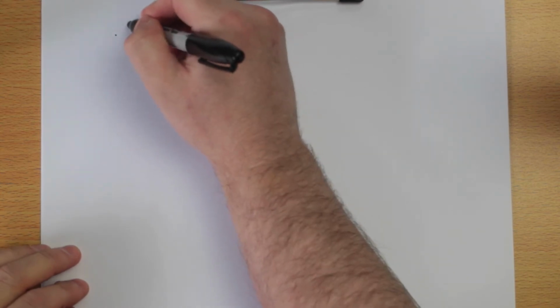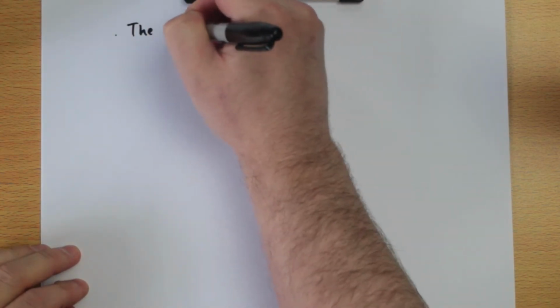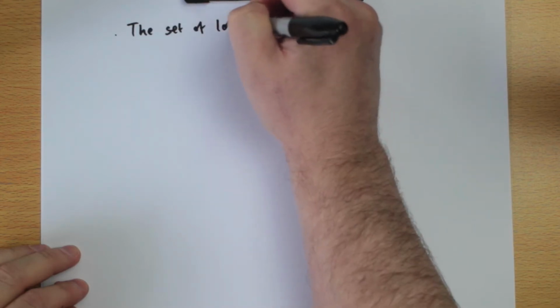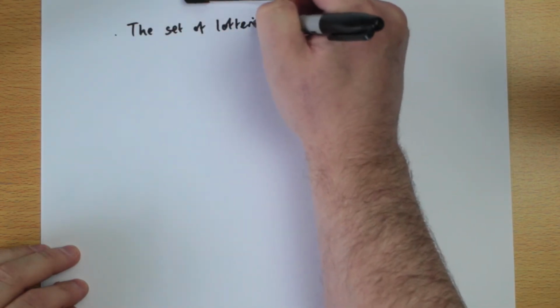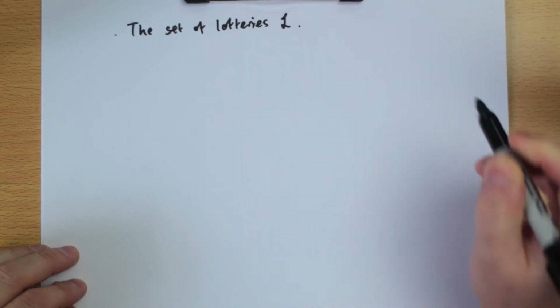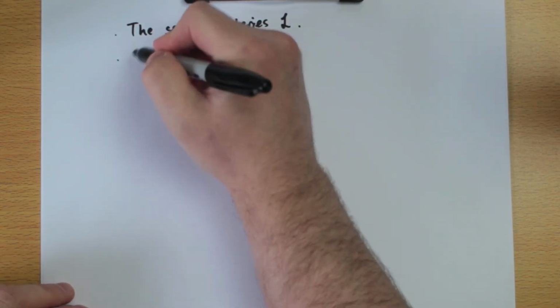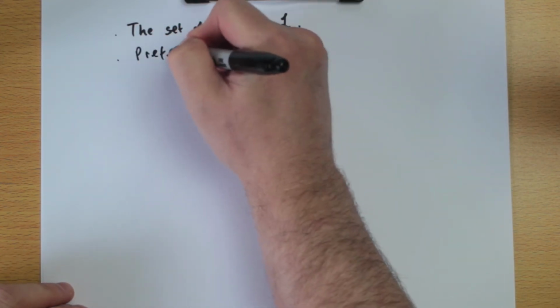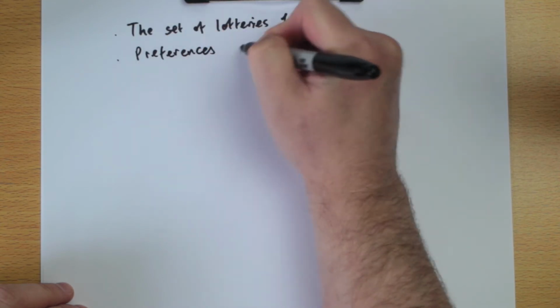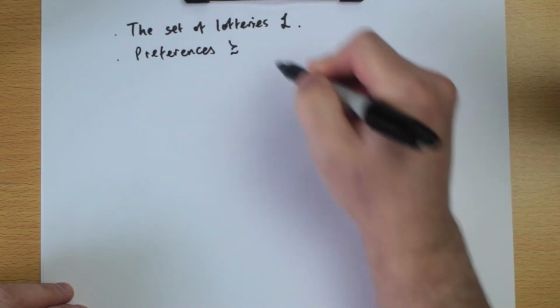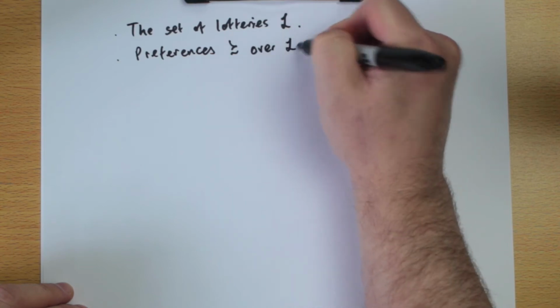Okay, so let's talk a bit more about choice under risk, and why we are going to use the expected utility model. First of all, let's denote the set of lotteries, both simple and compound. Let's use a curly L to denote that. So we have this set. These are the objects of choice, and then we're going to assume that the decision maker has preferences, which we'll denote with our preference notation, over this set L.